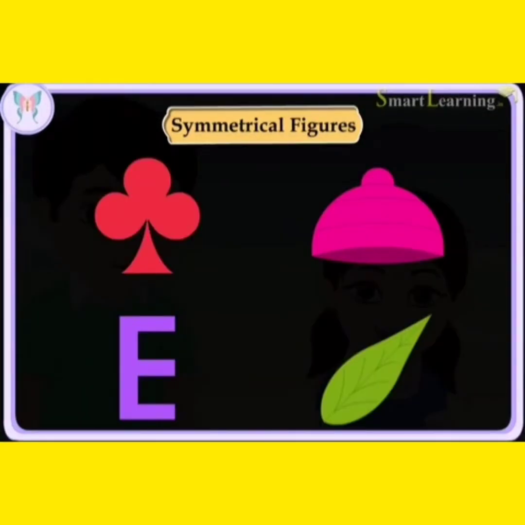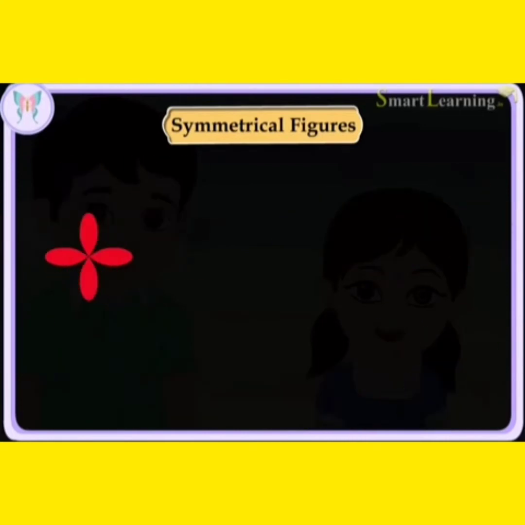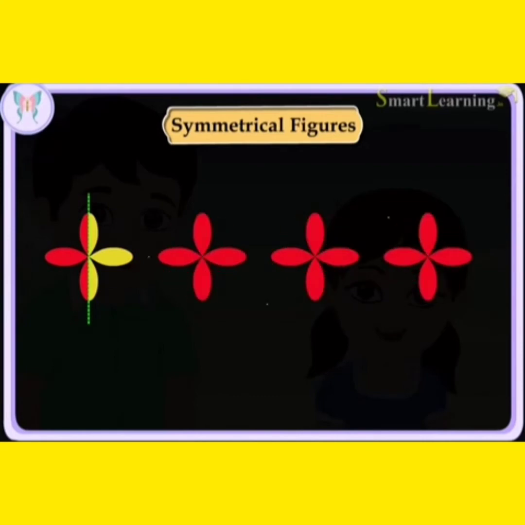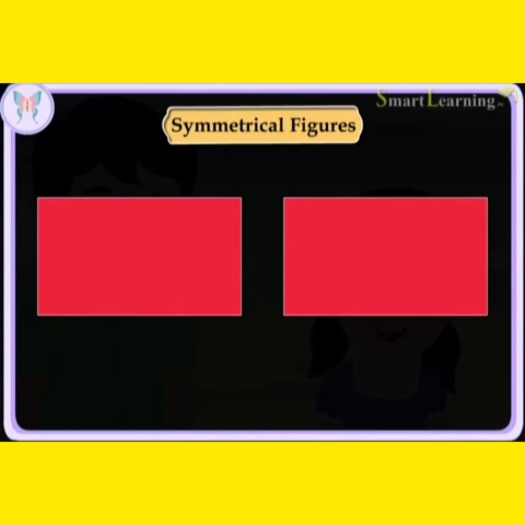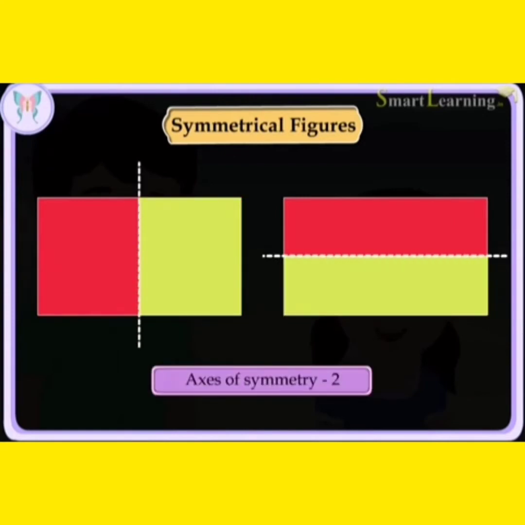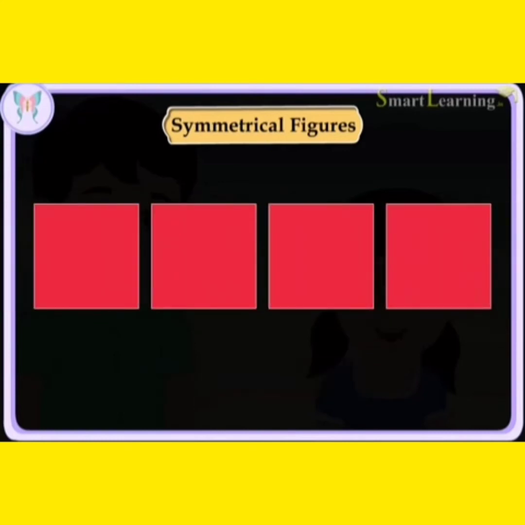These are some more examples of symmetrical figures. Here, the dotted line represents the axis of symmetry. If this figure is folded along the dotted line, then the two parts fit exactly on each other. Similarly, if it is folded along this dotted line, the two parts again fit exactly on each other. Hence, this figure has four axes of symmetry. In the same manner, a rectangle has two axes of symmetry and a square has four axes of symmetry.